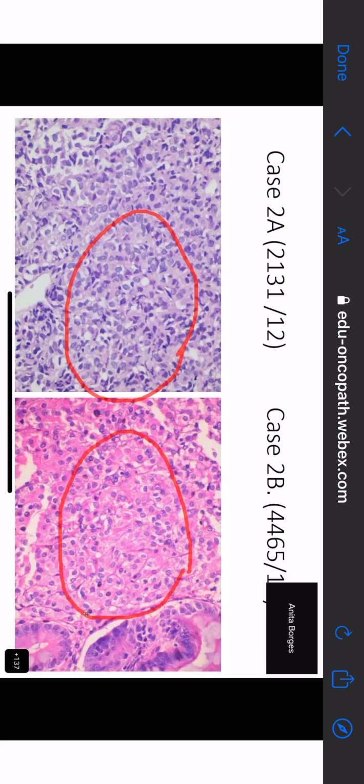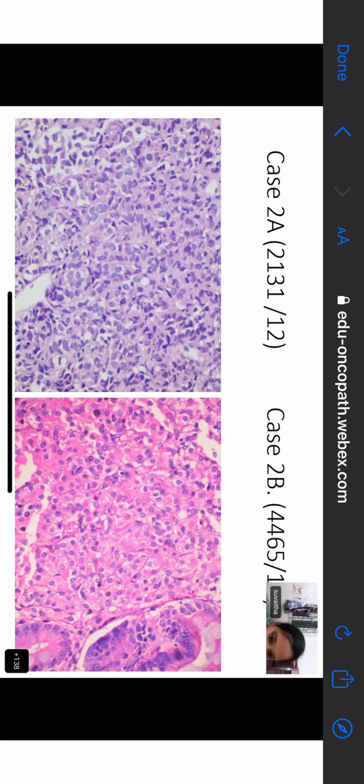On the left hand side, I can see these cells are mildly pleomorphic with a round to oval nucleus. They show prominent nucleoli with eosinophilic cytoplasm, ma'am. Do you want to show me where these prominent nucleoli are, please? Show me the prominent nucleoli. This one, ma'am. Where is the prominent nucleolus? I can't see a prominent nucleolus.